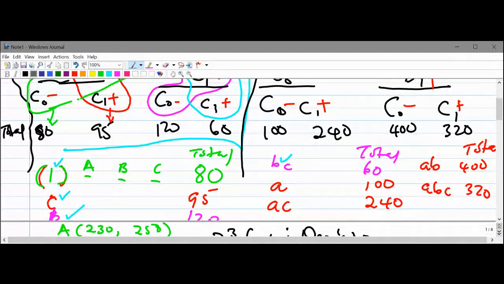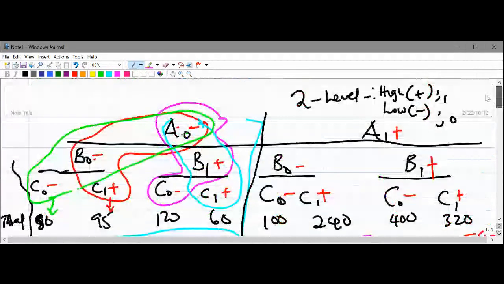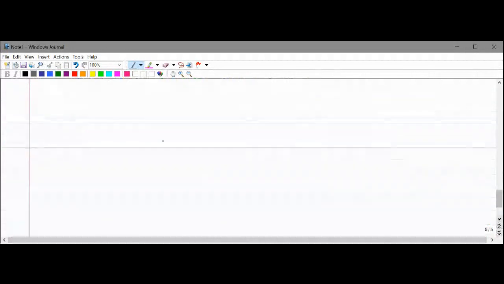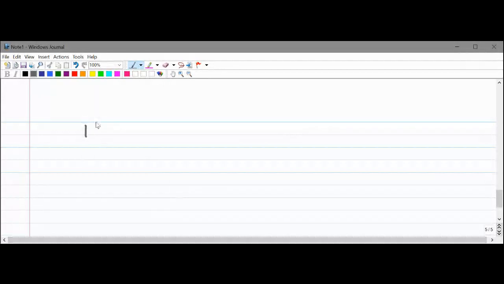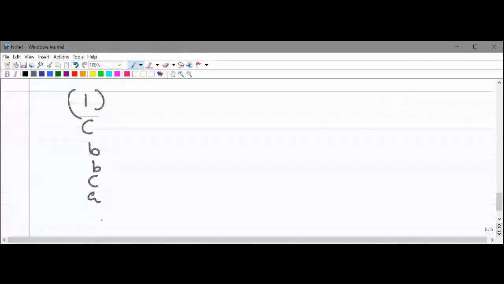When I was asking you to extract the information from this table, you gave me the treatment combinations in this order. When it's 3, you gave me the treatment combinations in this order.